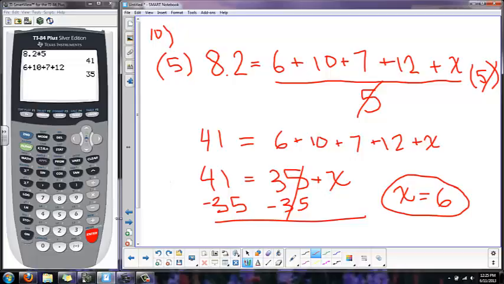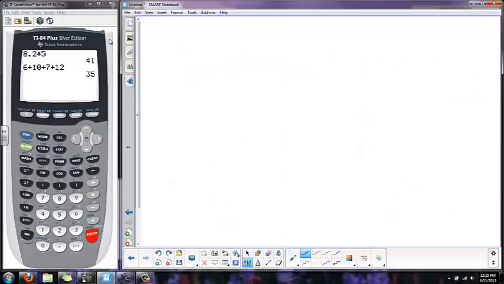Now, question number 11 is extremely similar to what we just did, except that instead of just looking at the average of 5 values, now we have a frequency table. The table displays the frequency of scores on a 20-point quiz. The mean of the quiz scores is 18. So this is what you have in front of you.